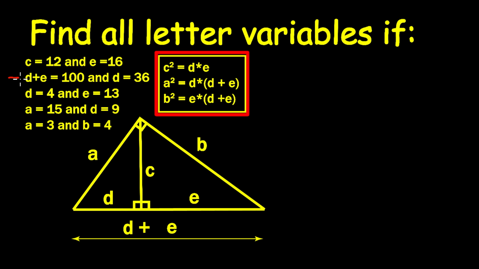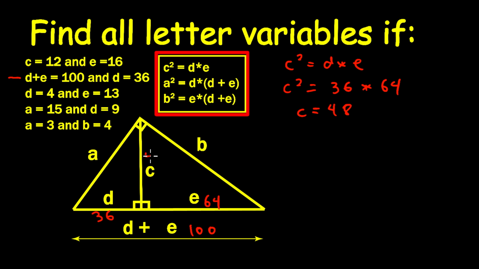Now moving on to the second line here, we have D plus E is 100, and D is 36, making E 64. Now again, we can use the first formula, C squared equals D times E, and we have C squared equals 36 times 64, which gives us C equals 48. Now on this right triangle, if we divide 48 by 16, we get 3. If we divide 64 by 16, we get 4, giving us a 3, 4, 5 triangle. And then 5 times 16 is 80.